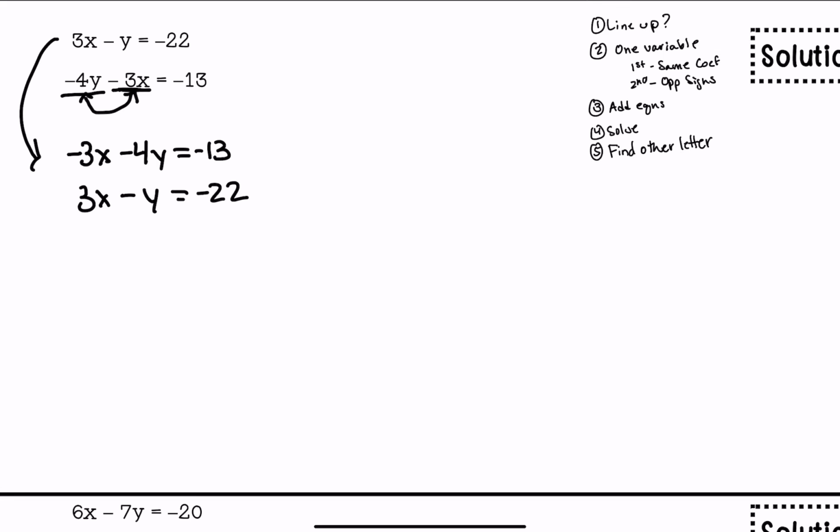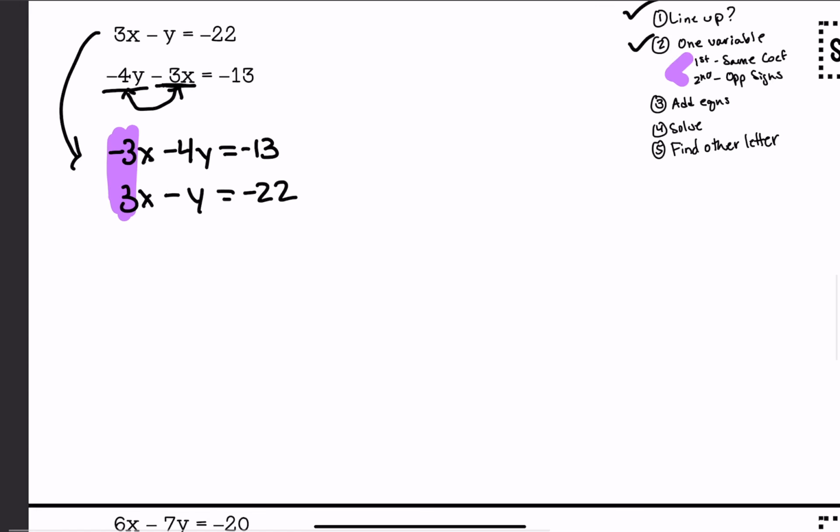Now they are lined up: X's, Y's, equal signs, and constants. So this is good. Everything's lined up now. Whew, that was super close. Now, does one variable have the same coefficient and opposite signs? Let's do a twofer here. Do we have this? Well, x has 3's in front, and one's positive, one's negative. So we're done with step 2.